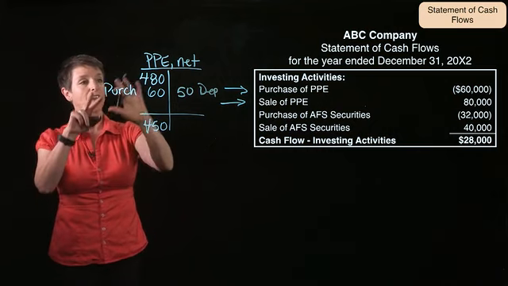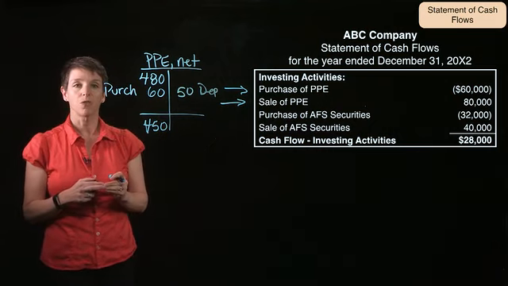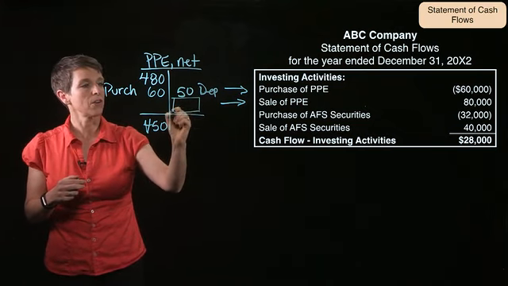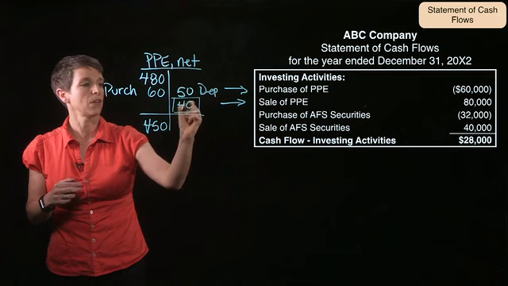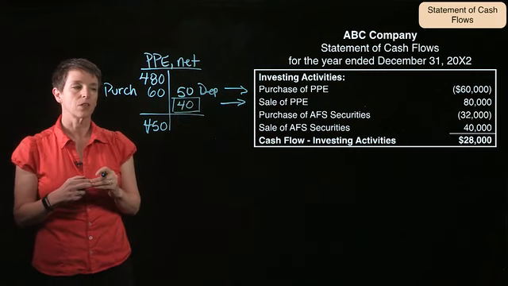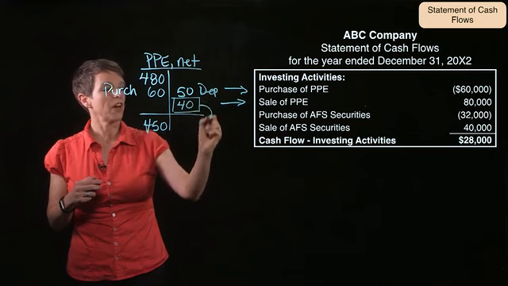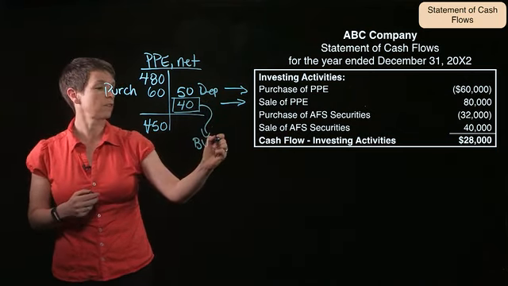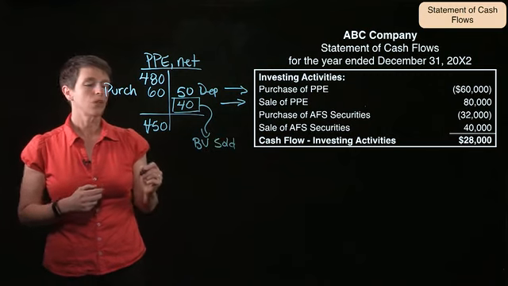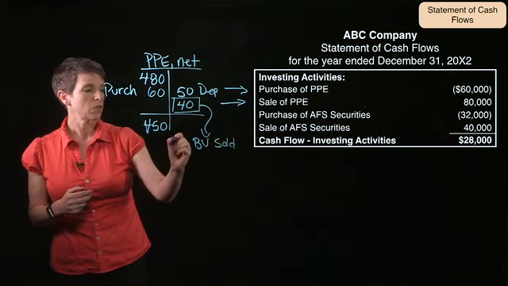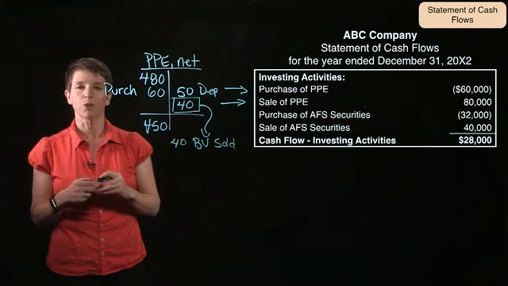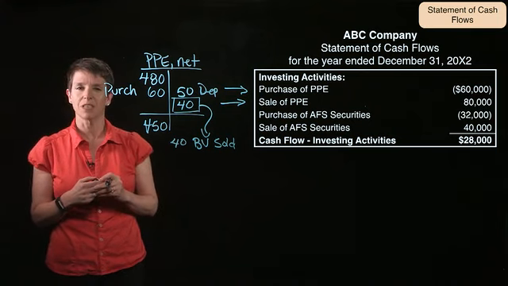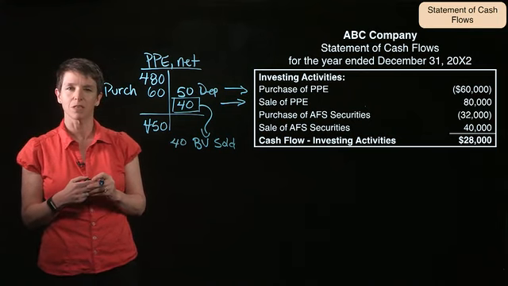So given that this is the information we know, we can now back into an amount here necessary to balance the account. That's $40,000. That represents the book value of anything that was sold during the year. So if the company sold items with a book value of $40,000, how do we then have $80,000 as cash received from the sale of property, plant, and equipment?